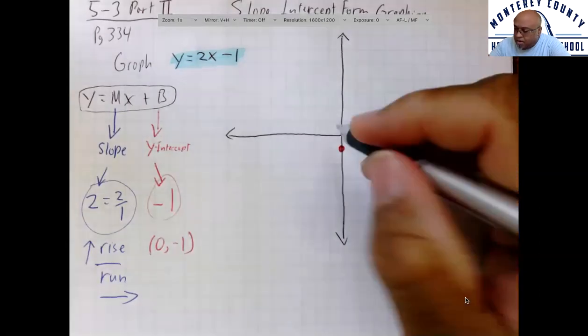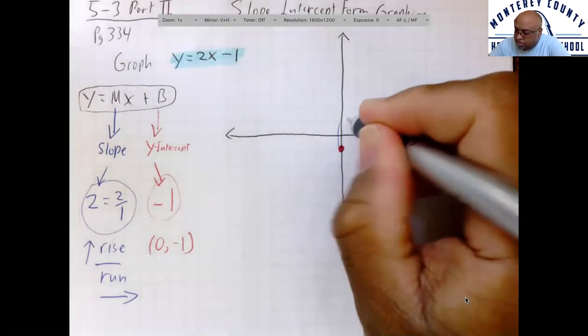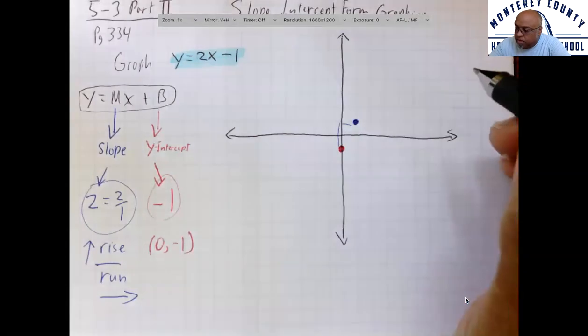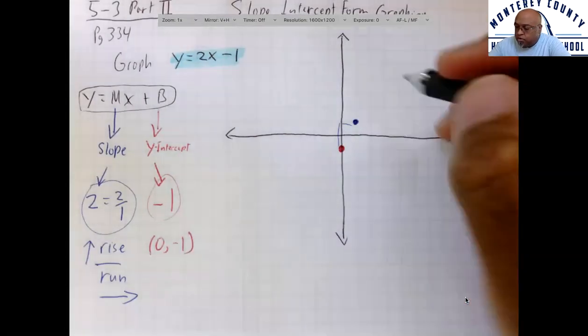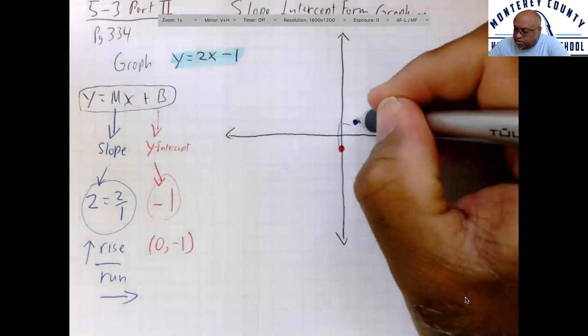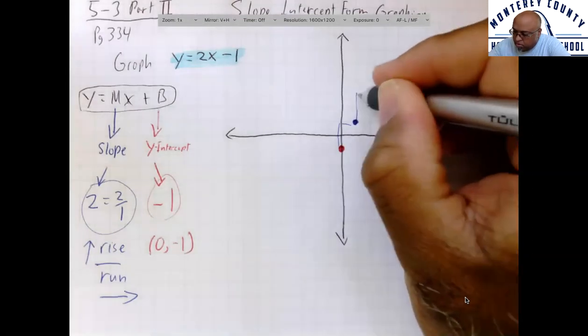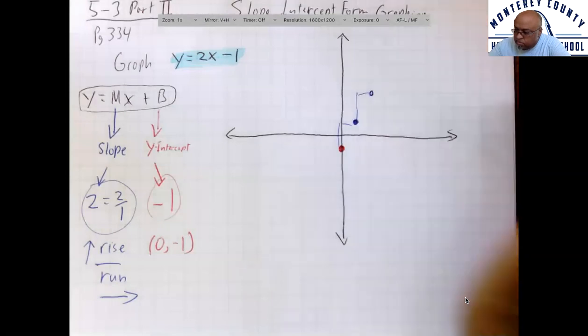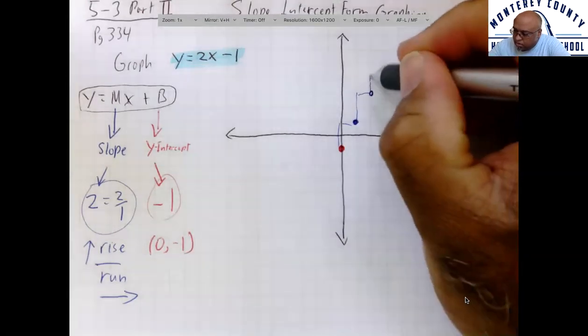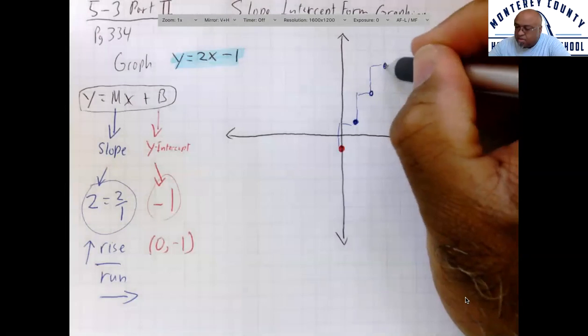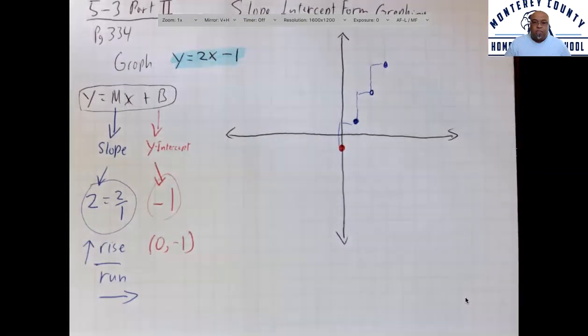Okay, now take a look. I went 2 up and I went 1 over. Now, like I said, 2 points make a line, but 3 verifies it. So I'm going to make another point: 2 up, 1 over. Now, by using the slope of going 2 up and 1 over, I now have a line.